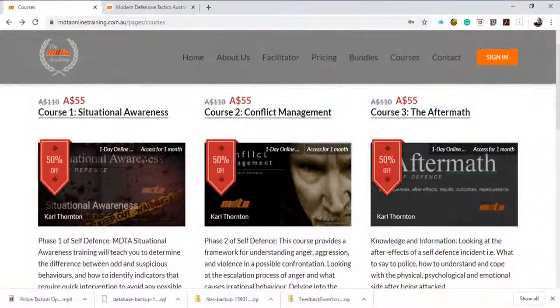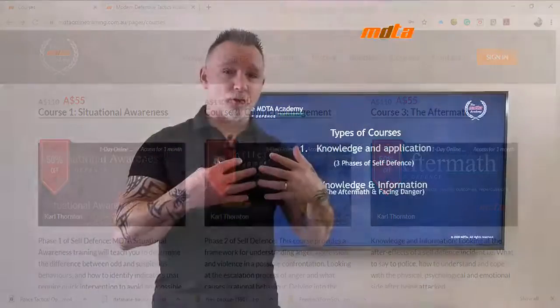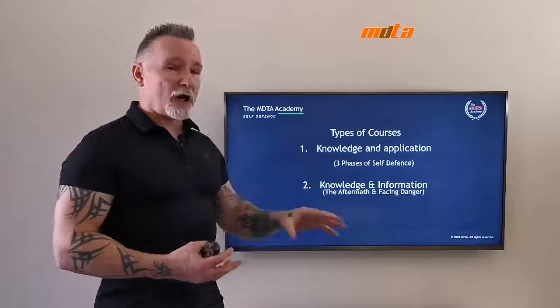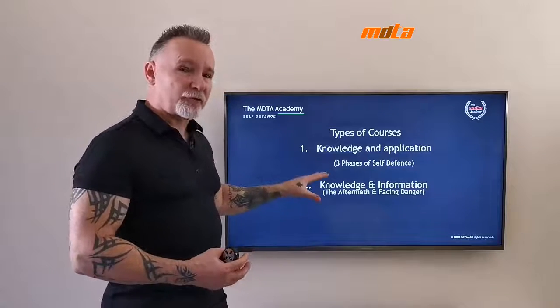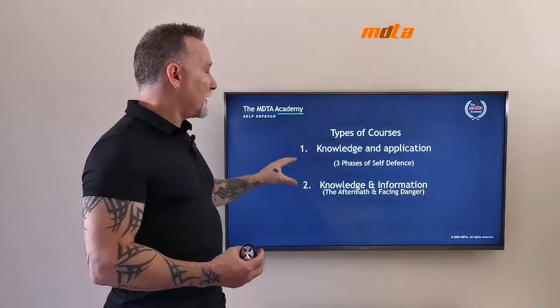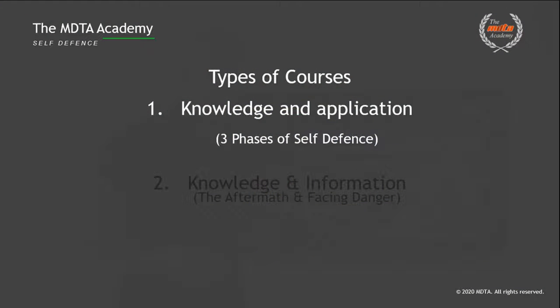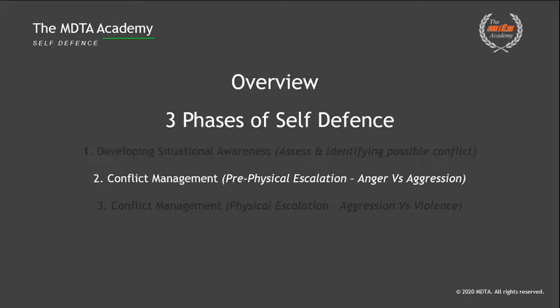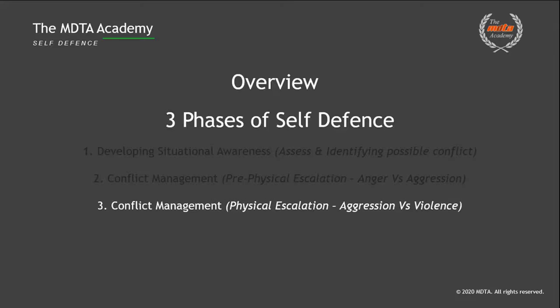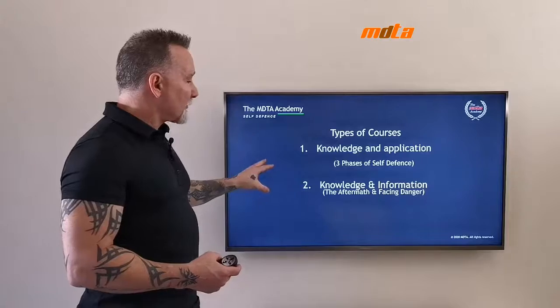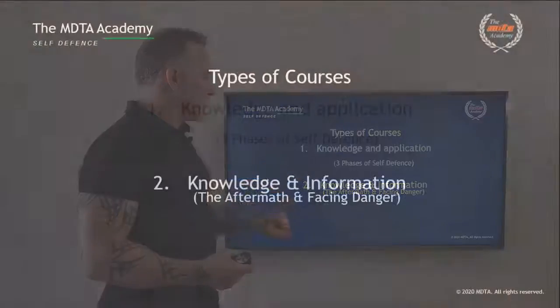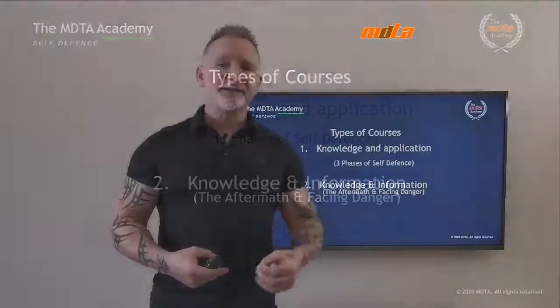So when you're choosing your courses, if you are deciding on whether to do 1, 2 or 3 courses or to complete a bundle, please note that these are the 2 types of courses that we offer. Either knowledge and application courses, which will be looking at those 3 phases of self-defence: situational awareness, conflict management, and all the physical skills that are required to defend yourself. Any of our other courses where it states knowledge and information is simply that, giving you more in-depth information in the 3 key areas of dealing with an angry individual.